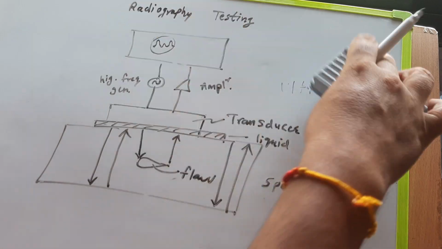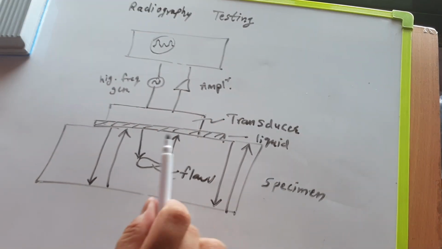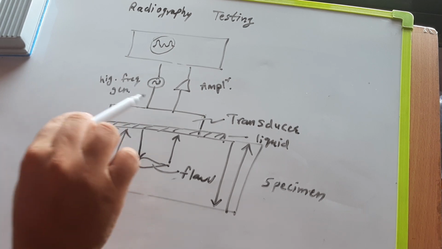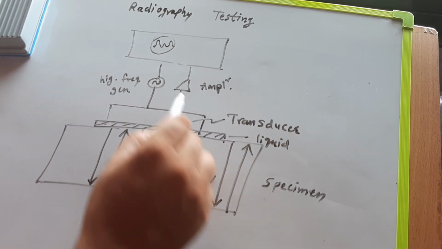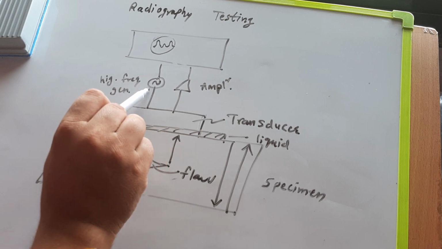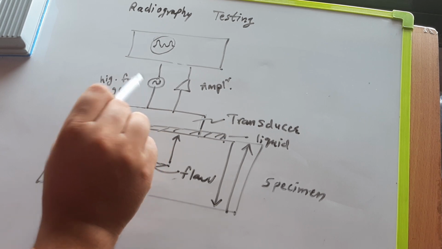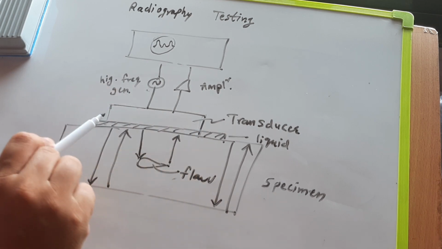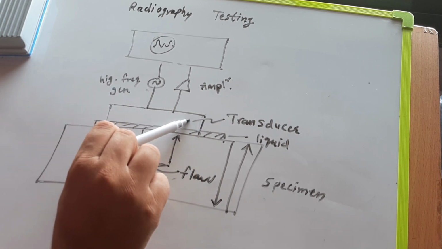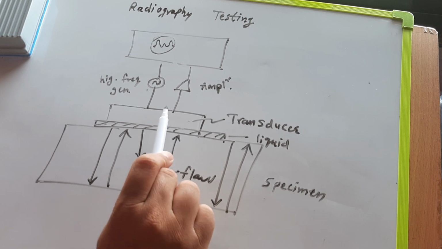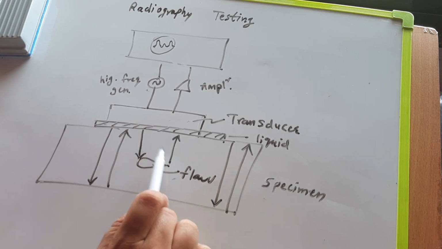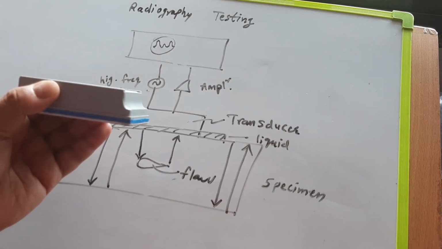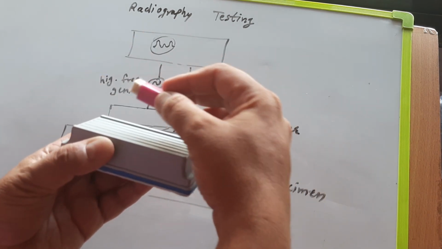Ultrasonic waves. So this can emit ultrasonic waves as well as receive ultrasonic waves. There is a high frequency generator, because ultrasonic is a high frequency sound. The high frequency generator gives the signal to this transducer. This transducer is fixed to the specimen on the surface, like this.